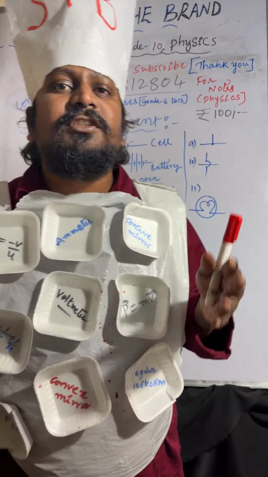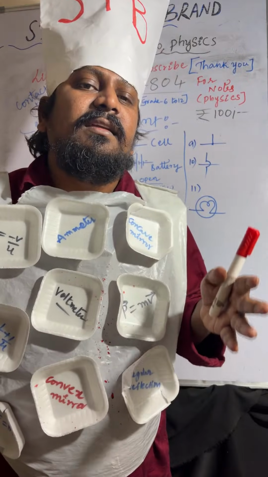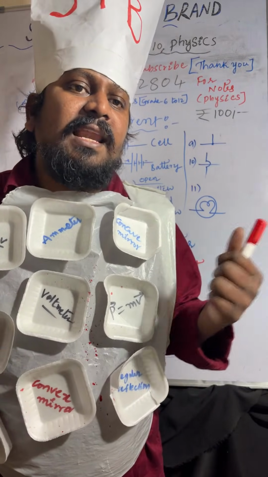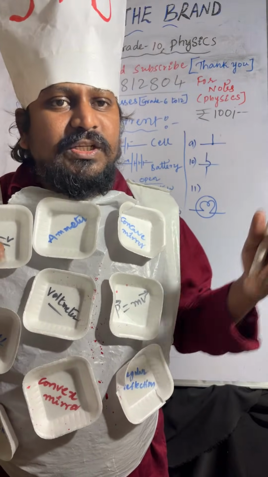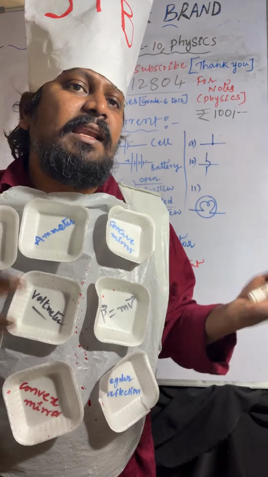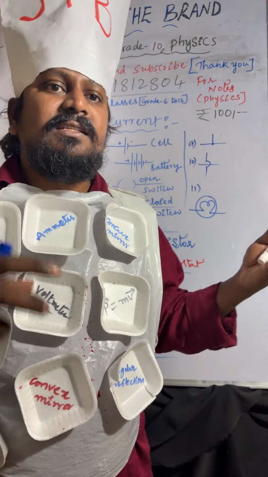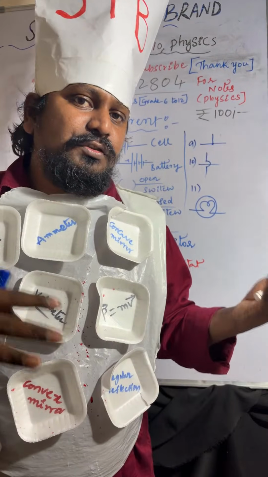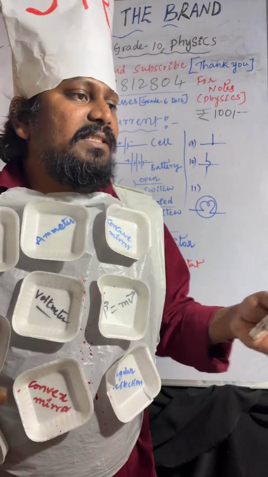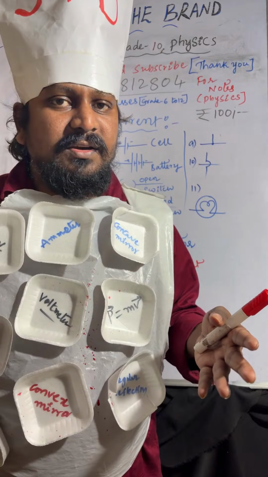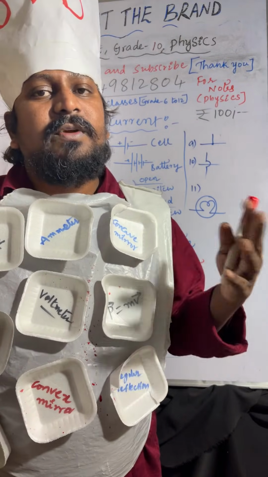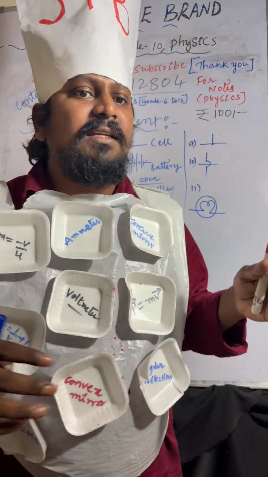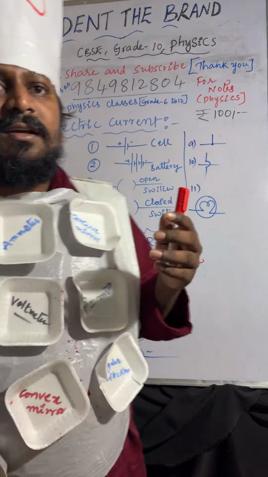A resistor is a device which is used to oppose the electric current in the circuit. Resistance is the phenomenon of opposing the electric current. The SI unit of resistance is ohm. I hope it is very clear. Right? So that's enough. Next one, rheostat.